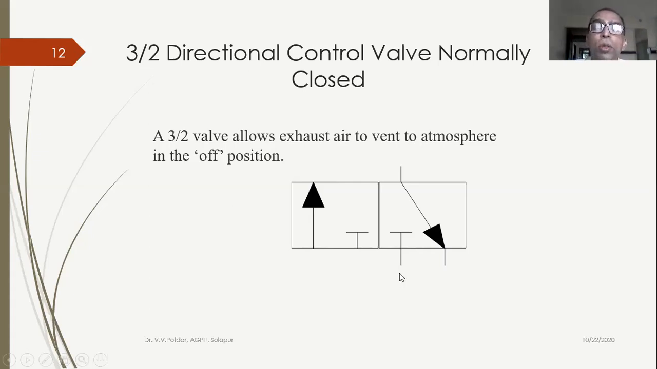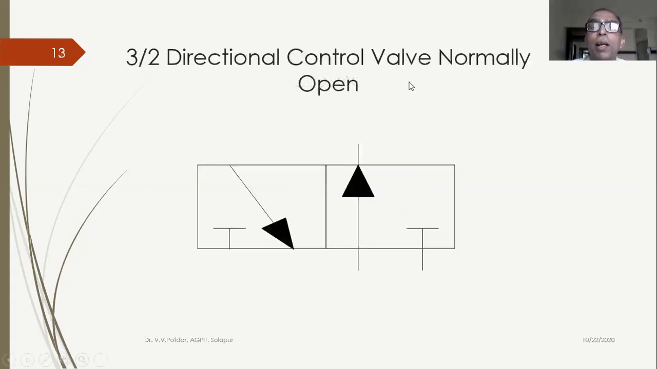This is normally closed. Now the 3 by 2 directional control valve, normally open. Normally open is called NO and normally closed is called NC. So what will happen here? This is the 3 by 2 position with 1, 2, 3 ports. Normally open, the air is coming from the supply and going to the discharge and to my device. And when this is actuated, this will be aligned here and the flow will be blocked.